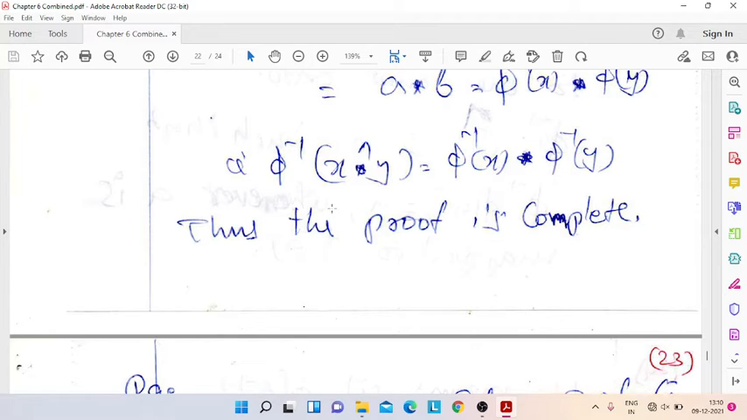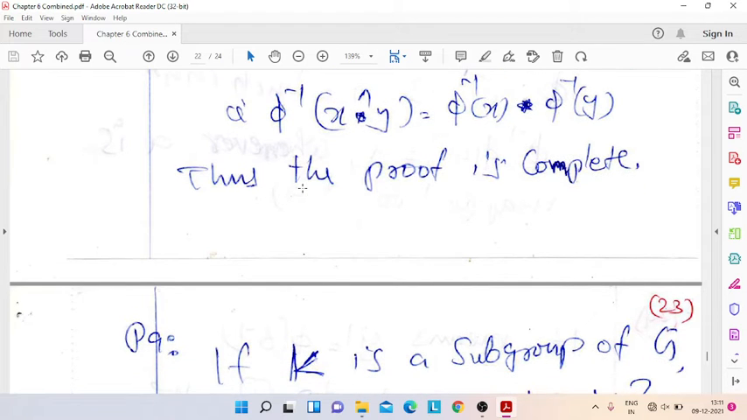Therefore, substituting, we get that phi inverse of x star cap y equal to phi inverse of x star phi inverse of y. Here we use only the star operation, because this operation is happening in the first group, and this is the end of the proof.